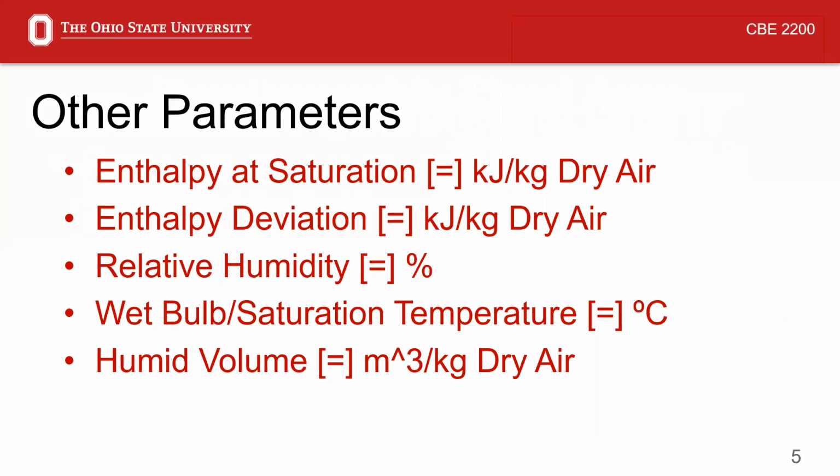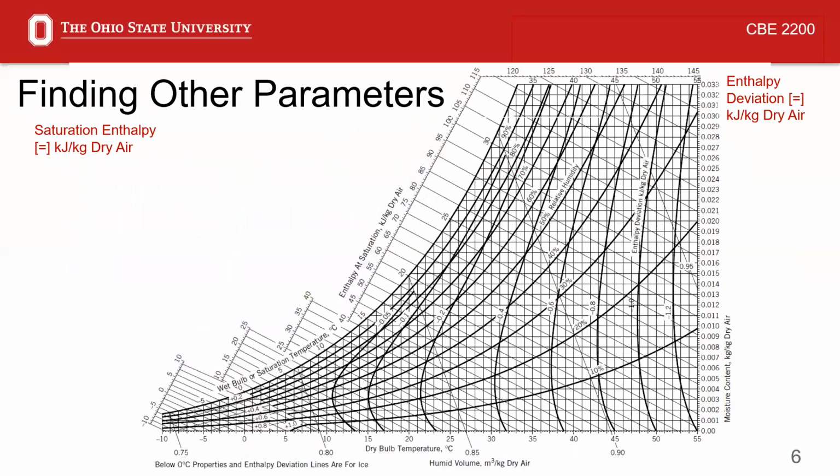And there are a few other parameters you might have seen on the chart, and we'll go through these in the next slide, but these are the ones you can pull directly from the chart. The enthalpy at saturation in units of kilojoules per kilogram of dry air, and then the enthalpy deviation in the same units, the relative humidity in terms of percentage, then your wet bulb and saturation temperature, those are two terms for the same thing, in units of degrees Celsius, and then your humid volume in units of meters cubed per kilogram dry air. Let's start with the saturation enthalpy and the enthalpy deviation.